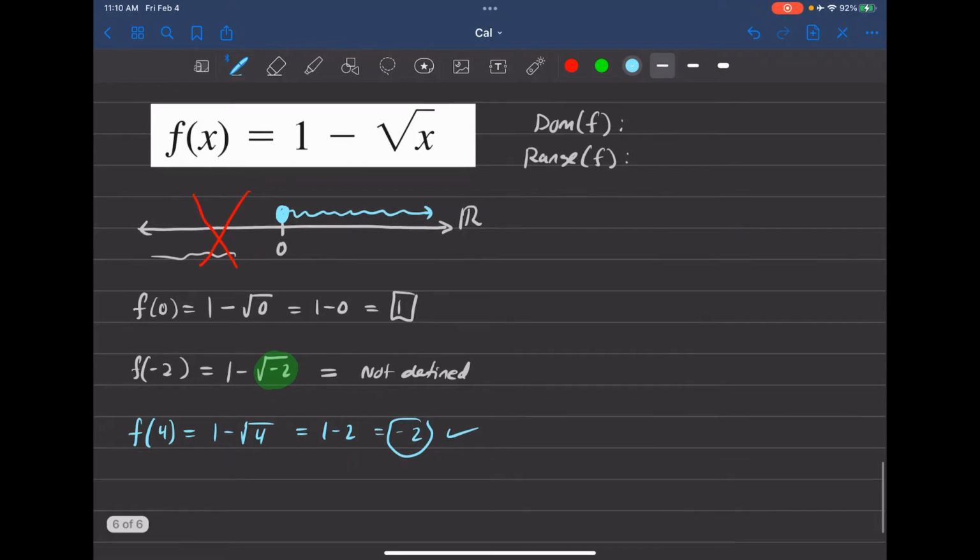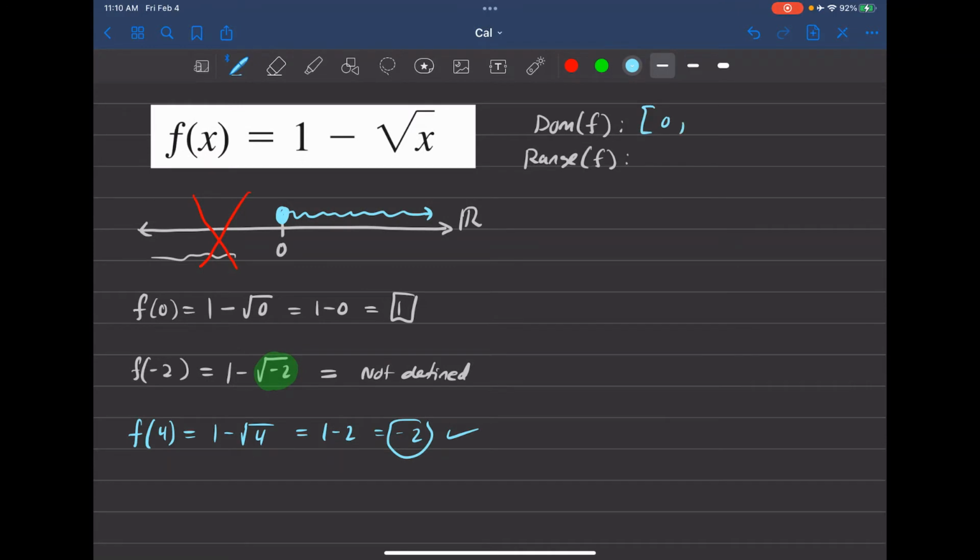Therefore, our domain would be from 0, including 0 because 0 makes sense, up to infinity. Now, how about the range? Well, we know we cannot have negative input, but can we have negative outputs? Probably, right? The highest value we get is when we plug in 0, which gives 1. Now let's plug in some more numbers from the domain. Let's suppose we plugged in 4, and we got a negative value.